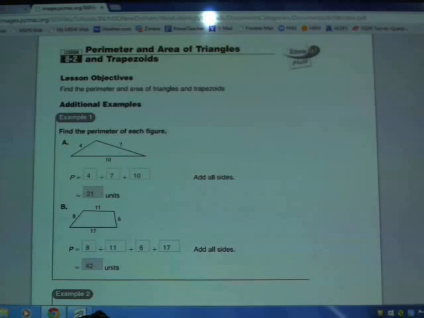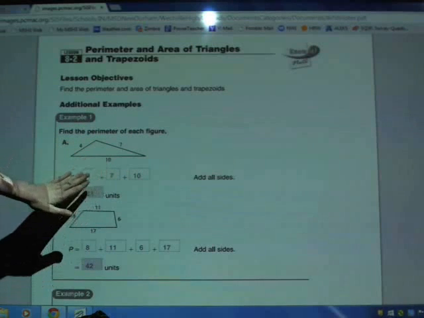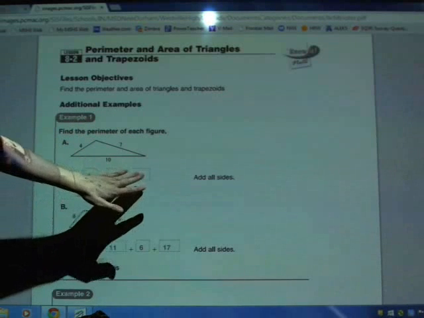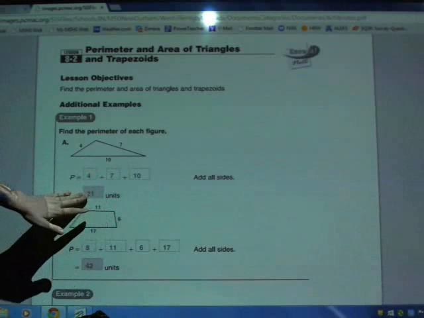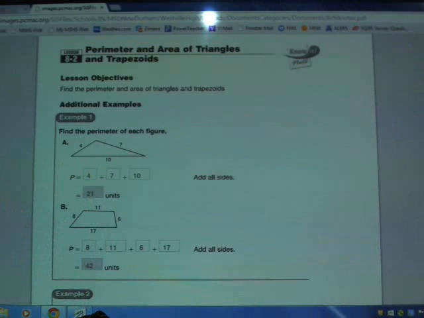Pretty much the easiest stuff we can throw at you as far as this two-dimensional geometry goes, finding the perimeter of the shape. So remember, that implies that we're adding up all the sides of the shape, and that's going to be the perimeter. So in A here, we've got this triangle. We're going to add up the three sides, 4 and 7 and 10. 4 and 7 make 11. 11 plus 10 is 21. So that's 21 units.